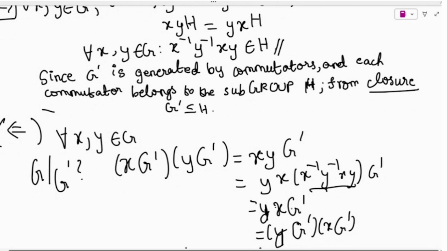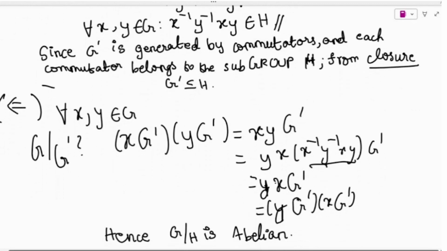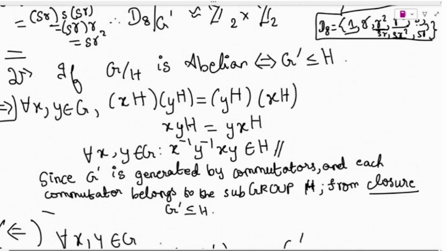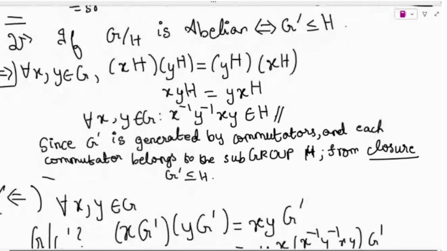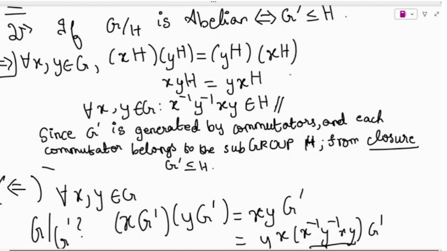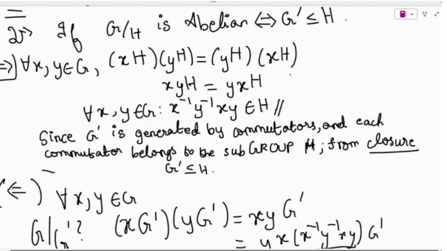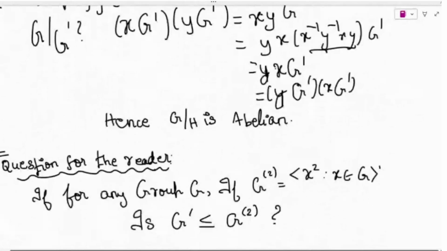So we'll have yxG'. And since G dash is normal, again we can split this. But wait, our x and y were arbitrary. So this holds true for any x and y in G. So G mod H is abelian. So we concluded both parts, if and only if. So G mod H is abelian if and only if G dash, the commutator subgroup, is contained in H. This notion of uniformity and relative behavior is what makes the commutator subgroup a nice concept.